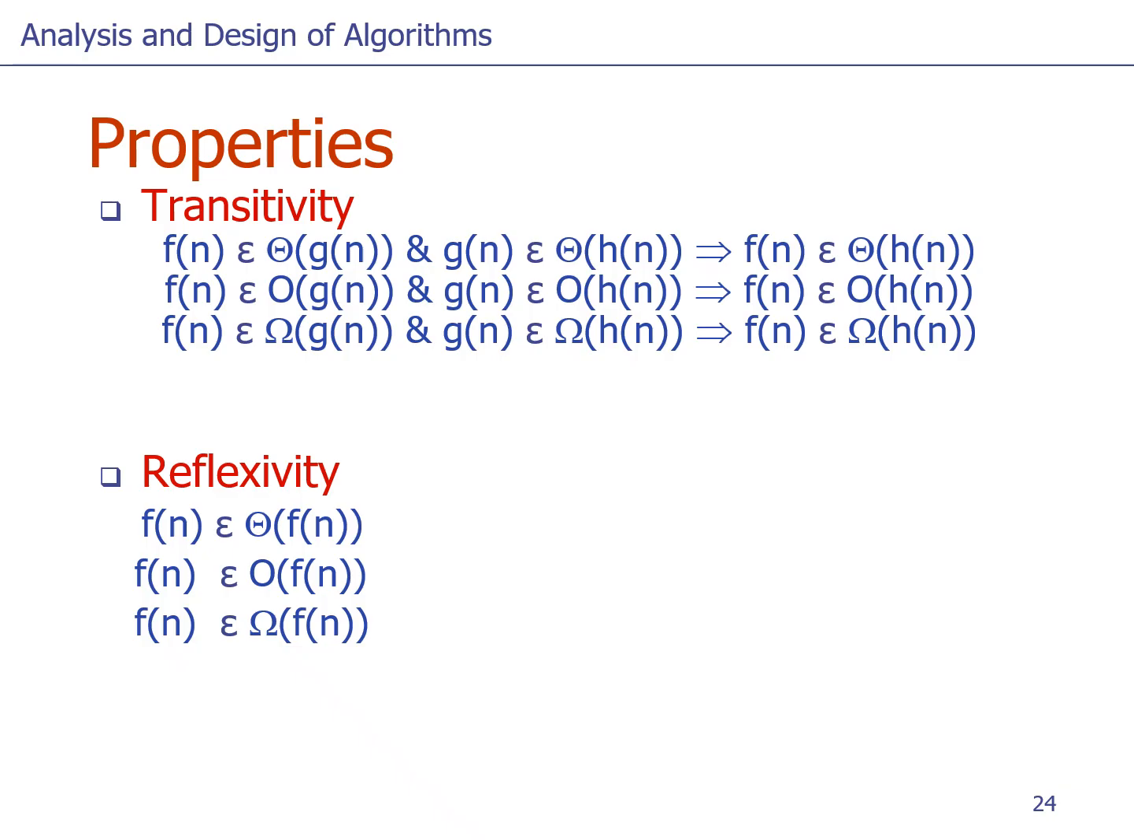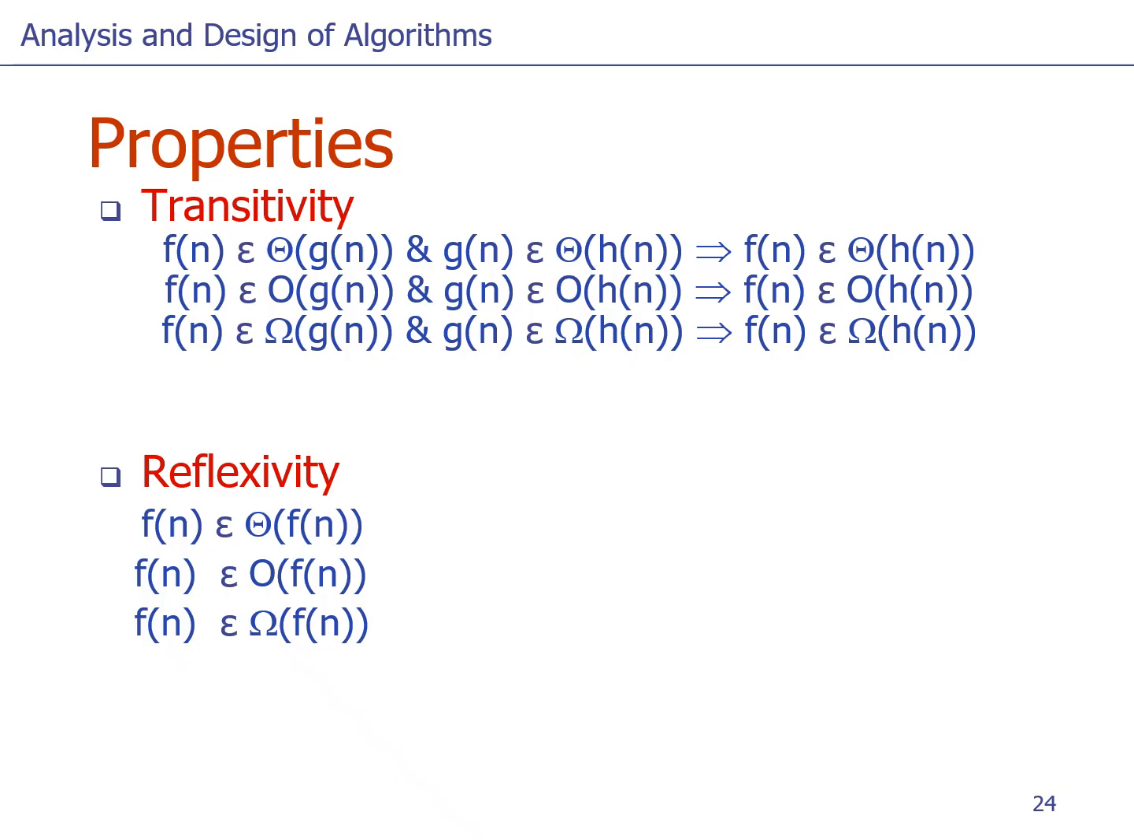And the reverse. If f of n is in omega of g of n, and g of n is in omega of h of n, so f of n must be in omega of h of n. So again, if you organize or draw the lines on the chart here, f of n will be at the top, and then below it g of n, and then below it h of n.